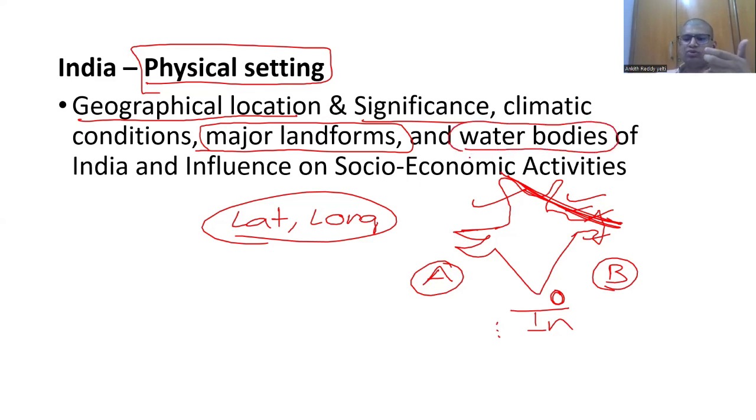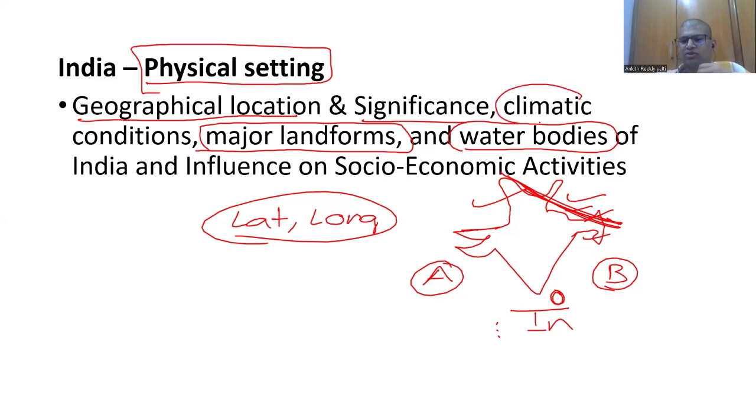We have two types of river systems: the perennial river system, the Himalayan river system, and the peninsular river system, which is seasonal in nature. So you have two, perennial or seasonal. Perennial is nothing but the Himalayan river system, and the second is the peninsular river system. Within that, in the north you have the Indus, Ganga, and Brahmaputra river systems, and in the south you have the Krishna, Godavari, Mahanadi, and Kaveri rivers. So, water bodies.